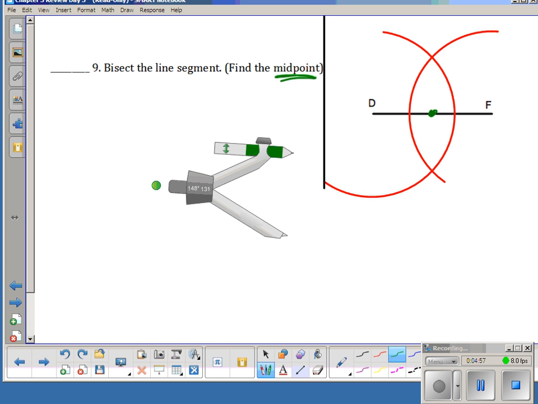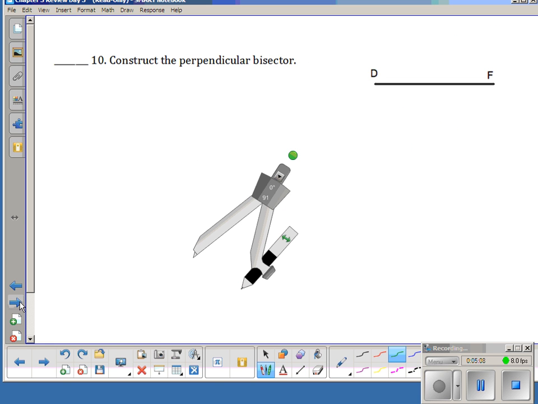Now, a lot of you got the statement, make sure you mark your diagram. You need to mark that D, and we can call that M, if we want to say the midpoint. DM is congruent to MF, okay? Right, now the next one's going to look very familiar.